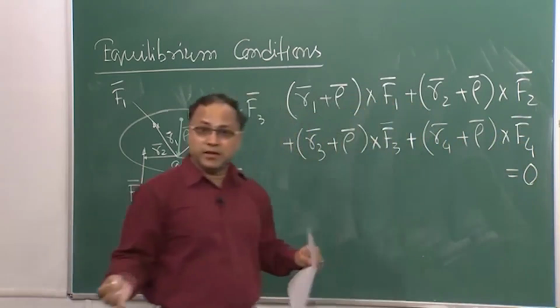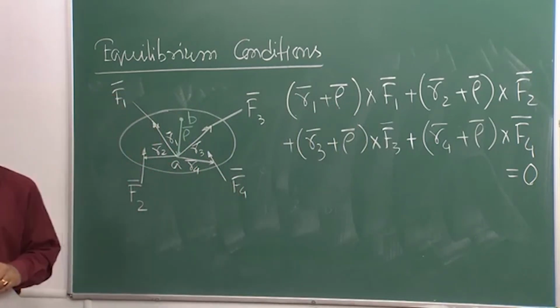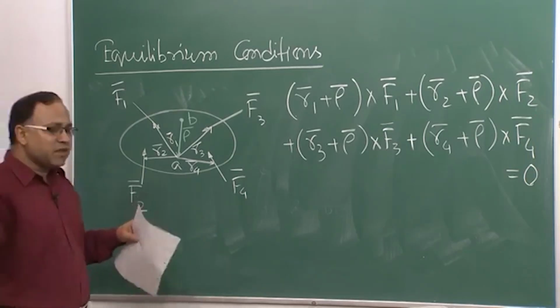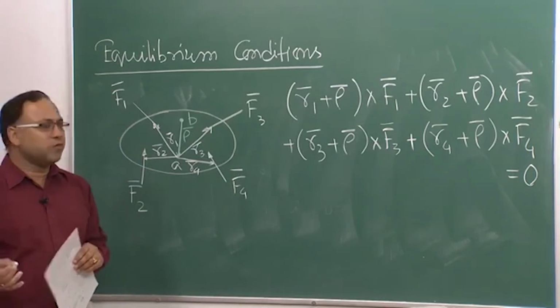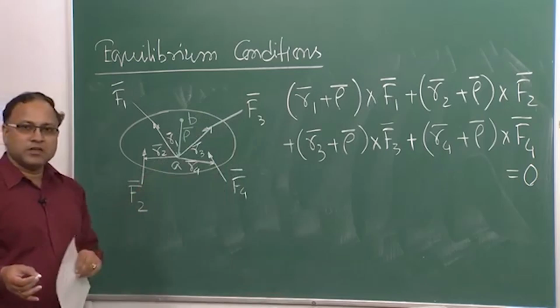That is also equally valid, because nobody is telling me which point has to be chosen for taking the moment equilibrium. So I am choosing some other point, say B. Then the equation will be transformed like that, right? The equation will change, and that will take the form like this.